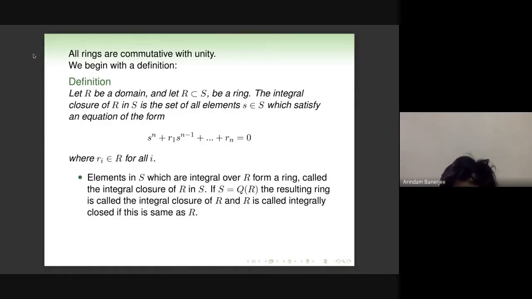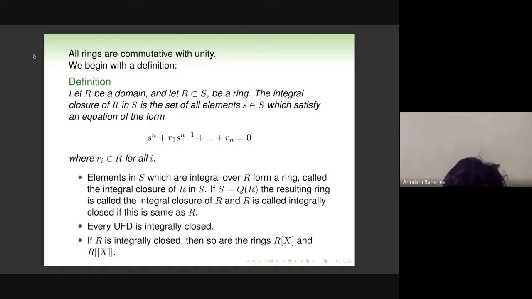Elements in S which are integral over R form a ring called the integral closure of R in S. One needs to prove this thing is a ring, but it's fairly elementary. It's fairly straightforward to prove that all elements that are integral form a ring. If S is the field of fractions of R, then the resulting ring is called the integral closure of R. And R is called integrally closed if it's the same as R. It's fairly elementary to prove that every UFD is integrally closed, and also we know that if R is integrally closed, then so are polynomial rings and power series rings over R, in infinitely many variables.